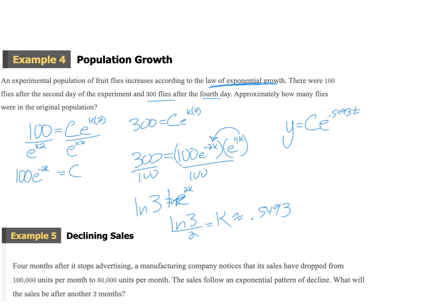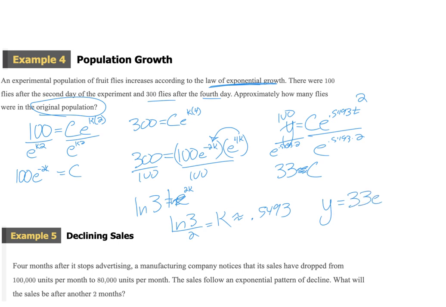We need to find the c now, so I'm going to substitute in the values. We'll do 100 after 2 days. So I'll do 100 divided by e to the 0.5493 times 2. And our c is approximately 33. We're dealing with fruit flies. Half of a fruit fly wouldn't count as part of the population. So we'll go to approximately 33. And that answers our question. We could go back and rewrite our equation.